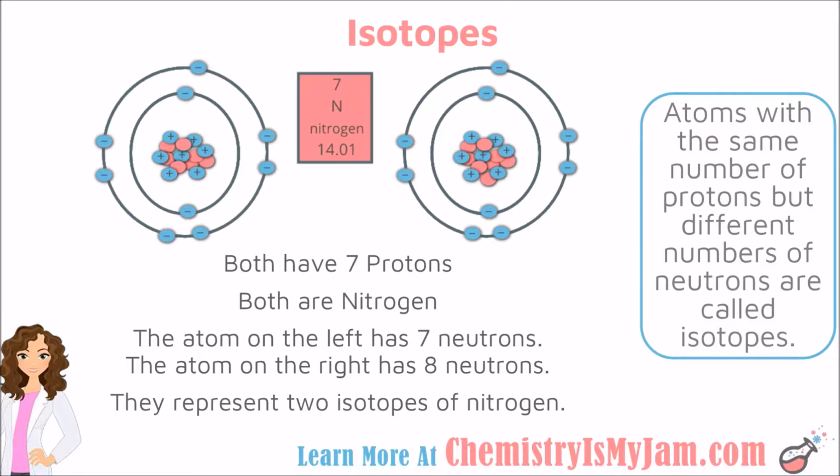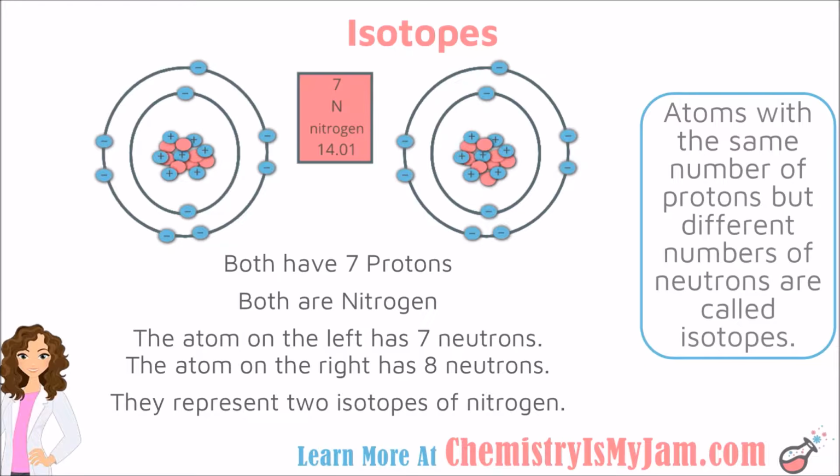I have two different versions of nitrogen drawn for you on the screen. Nitrogen is element number 7 on the periodic table. It has an atomic number of 7, so nitrogen must have 7 protons. And in both of these examples, if you count the positive charges in the nucleus, there are 7 protons.